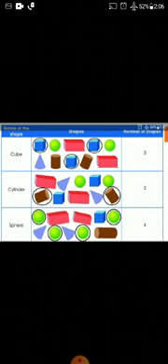Circle the shapes and write its numbers. Cube. How many cubes are there in the first box? 3. Cylinder. How many cylinders are there? 2. Sphere. How many spheres are there? 4. So these are the things in chapter 1.